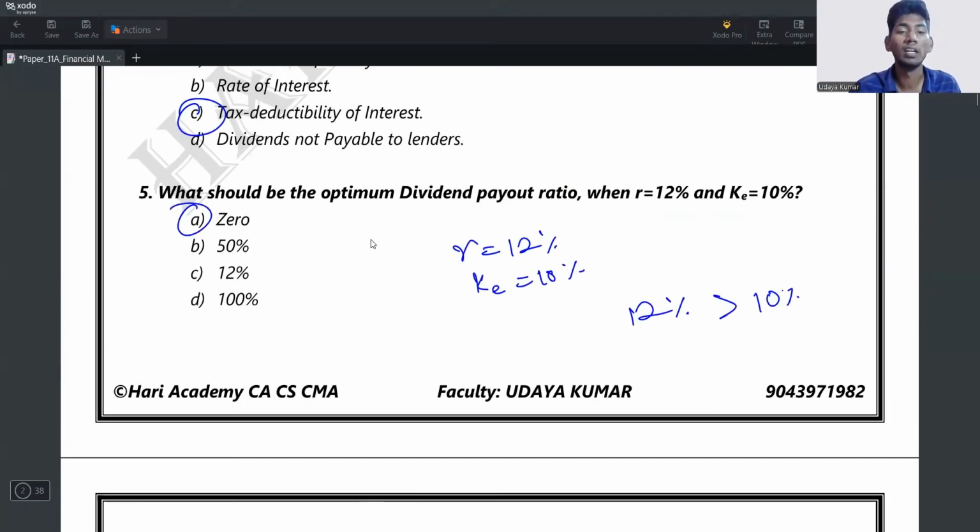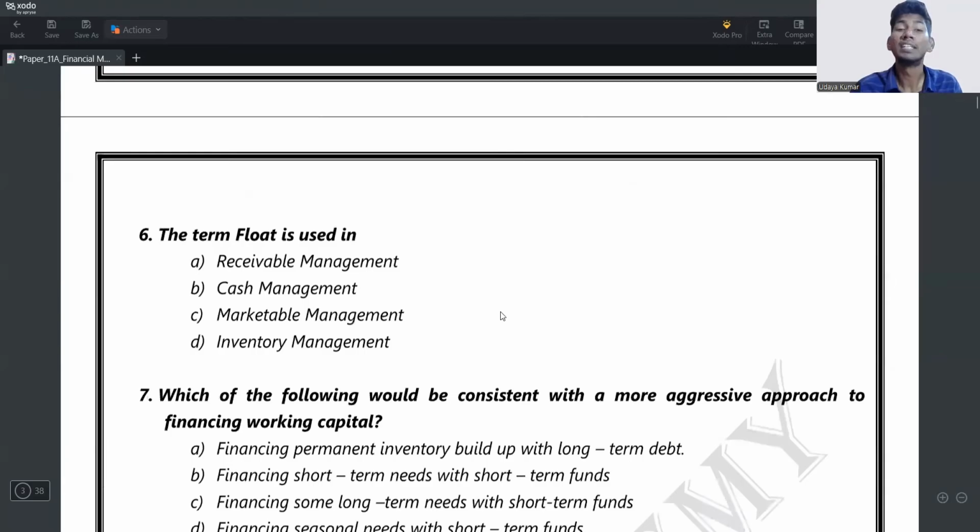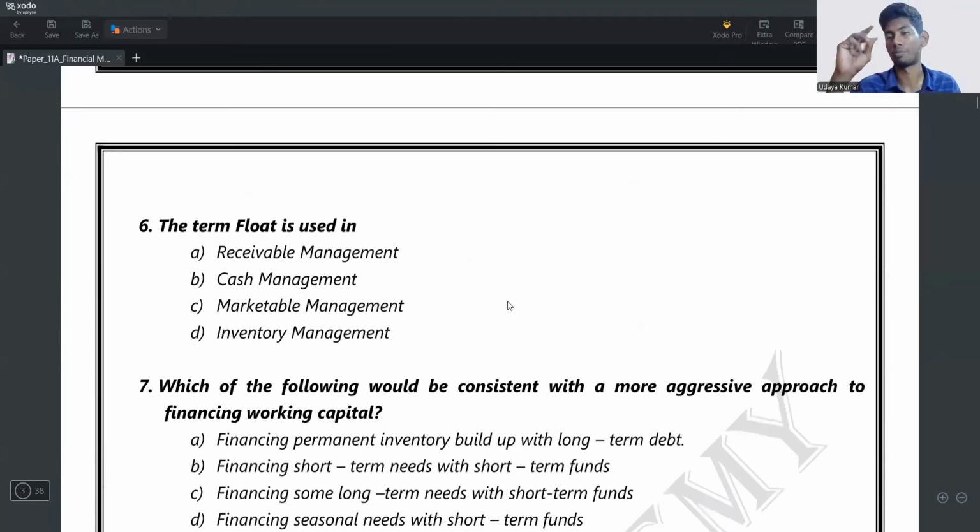Moving to question number 6. The term float is used in which one? We have discussed it, right? Cash management, option B, because float refers to the period of time during which money is in transit between two parties. In cash management, float represents the delay between the time when a check is written or a payment is initiated and when the funds are actually available in the recipient's account.